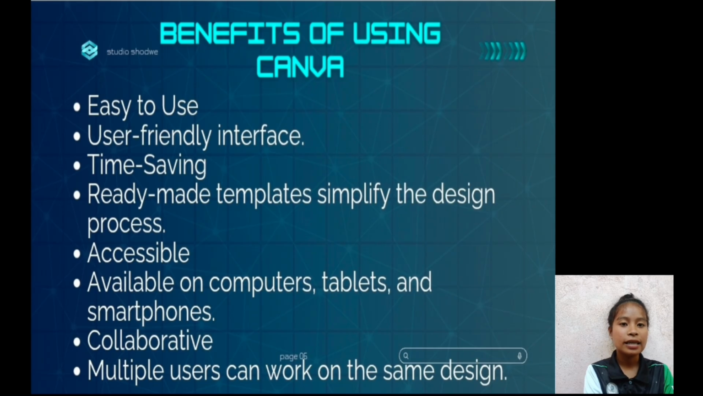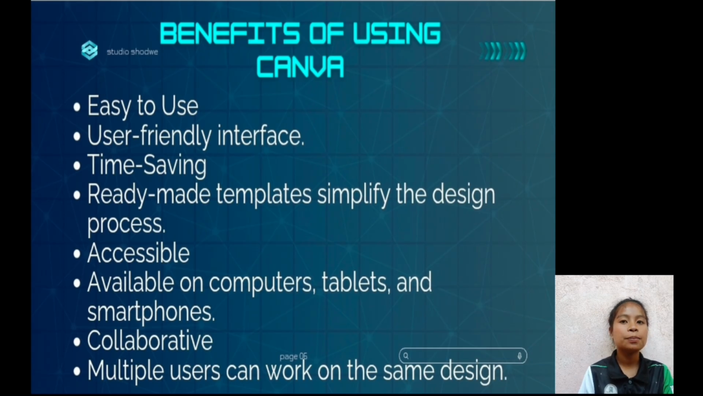Then second is the user friendly interface. So Canva has a simple and organized layout, making it easy to find tools, templates, and design elements. So for example, if you want to add text or pictures, in Canva, you can easily find the buttons on the screen. Then third is time saving.